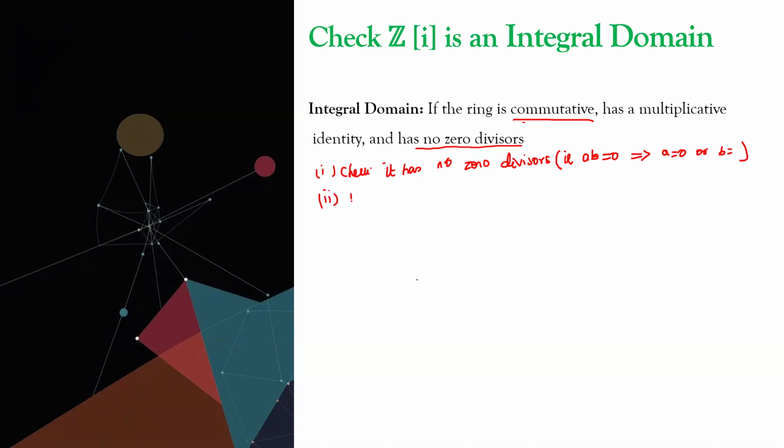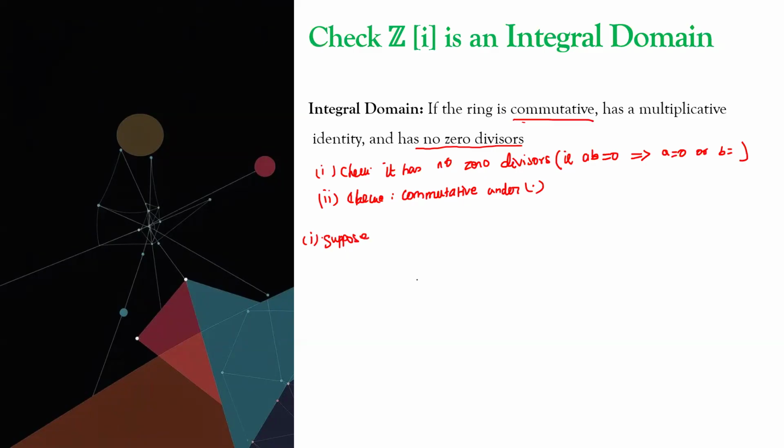Next, we have to check commutative under multiplication. We check one by one. First, we prove the first one.